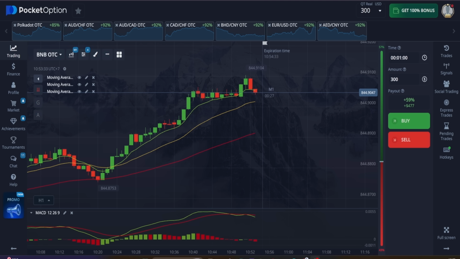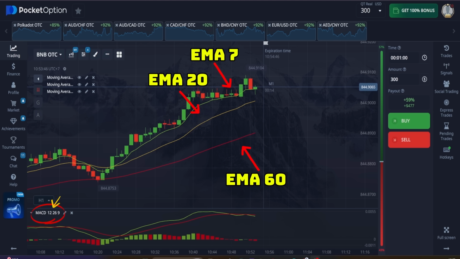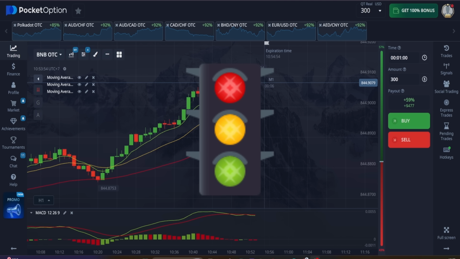In this session, I'll be trading again using a strategy I personally created, which I call the traffic light strategy. The traffic light strategy uses only a few essential indicators so the chart stays clean and easy to read. These include moving average 7 in green, moving average 20 in yellow, moving average 60 in red, and the MACD with default settings. The concept comes from real traffic lights.